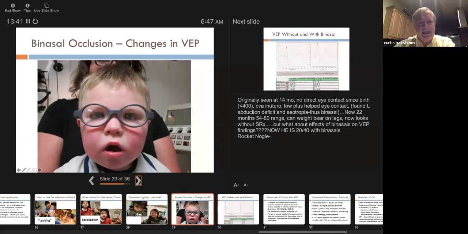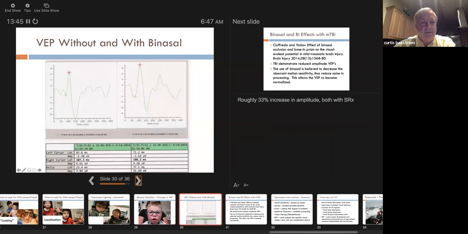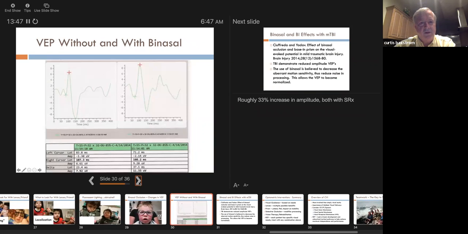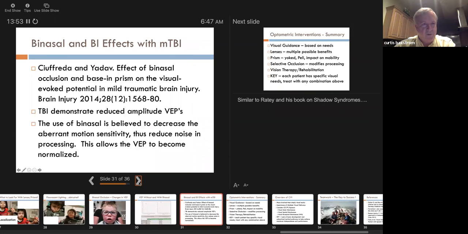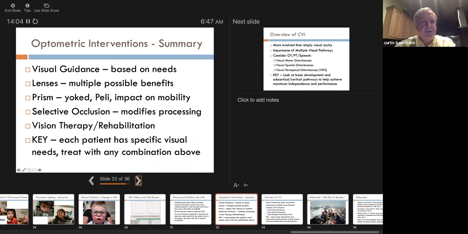Here's an example of a binasal occlusion. Again, changes in the VEP. An example of this particular patient who showed a 30% increase in amplitudes of the VEP with the binasal occlusion. Just quickly, here's one of Kapoor's articles published in Brain Injury talking about this. This is not directly CVI, but we can think about CVI as a possible type of brain injury.